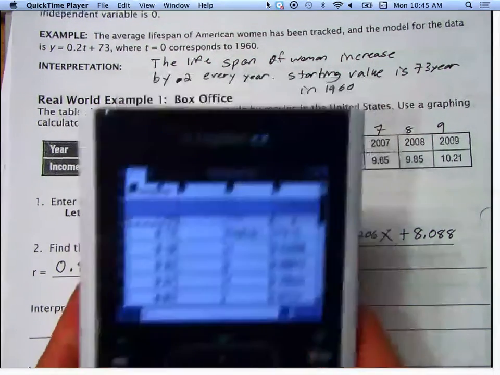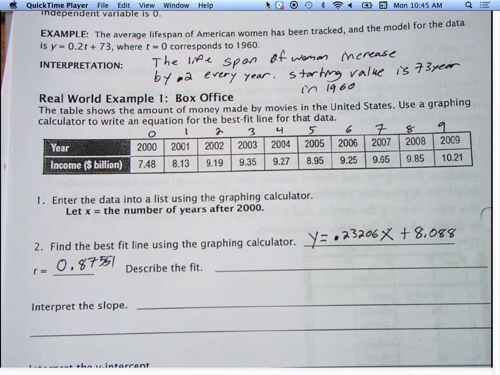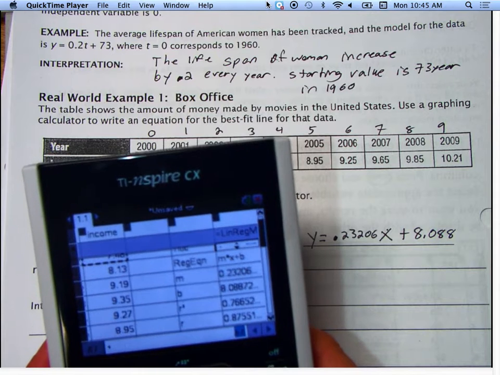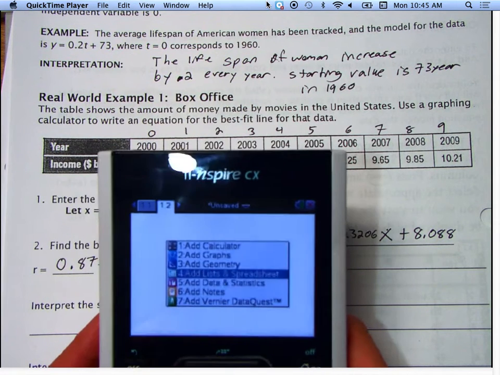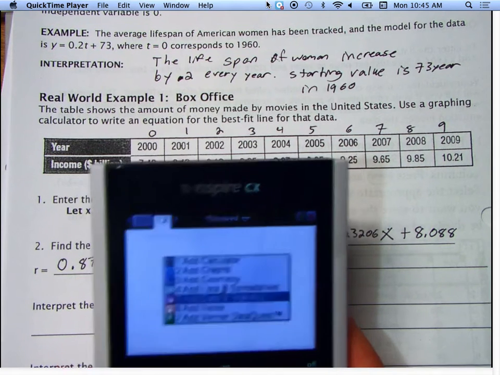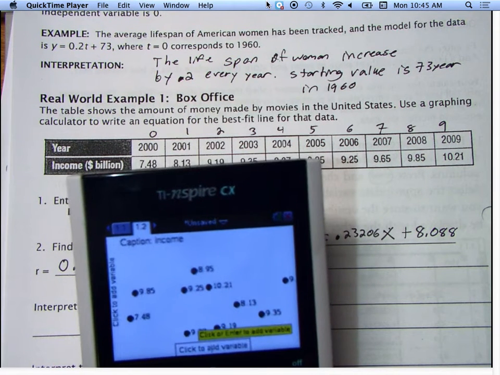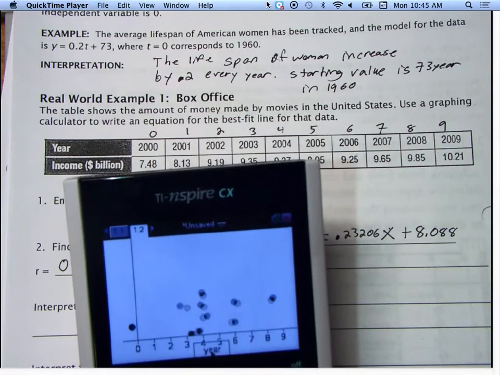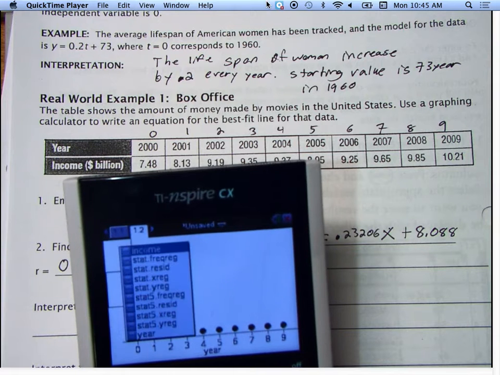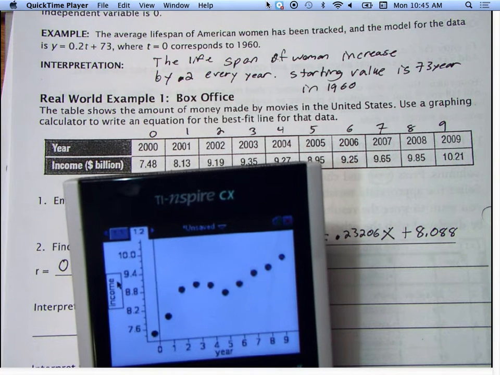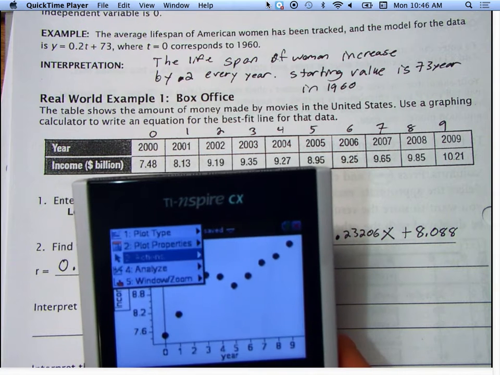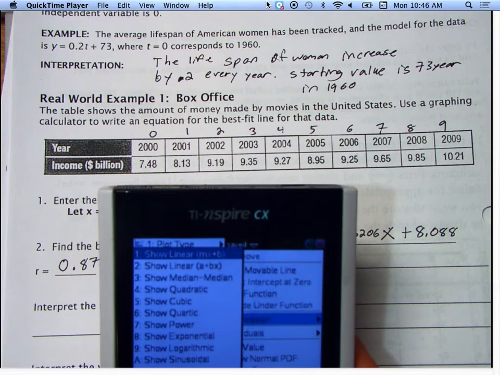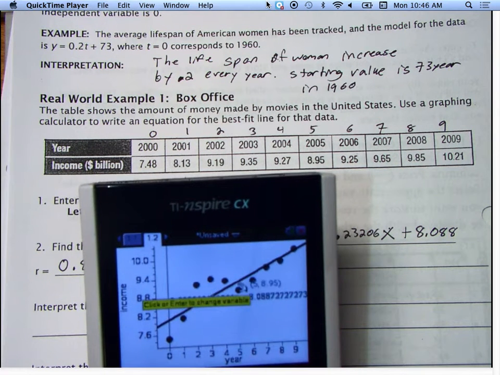R is your correlation coefficient. It's 0.87551. I'm going to look at what this fit looks like. So I'm going to create a new page. Go down to number 5, add data and statistics. Make sure you label the bottom year. Control doc. Yep, and income. And then I want menu, analyze, regression, linear. I'm going to choose y equals mx plus b. And it's the same thing.